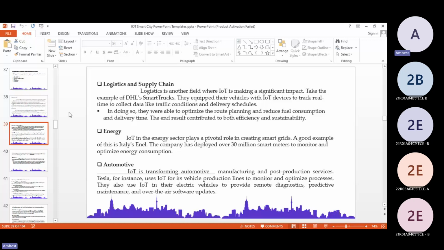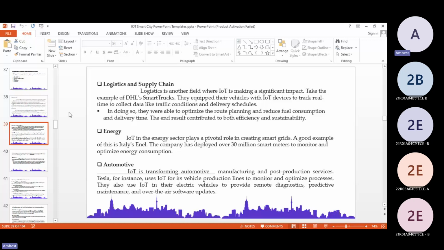and over-the-air software updates. So IoT is transforming automotive manufacturing and is used for production and post-production services, just like it is used for vehicle production lines. If you take the example of Tesla, it has automatic maintenance and automatic capacity, and the main thing is to drive. They also use IoT with electric vehicles, which produce remote diagnosis, predictive maintenance, and over-the-air software updates.